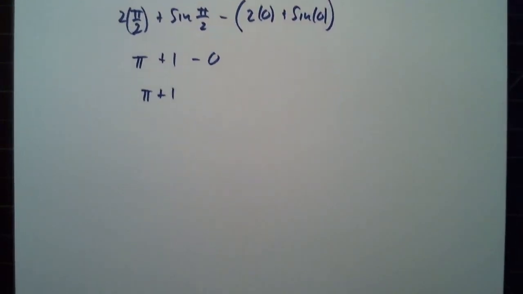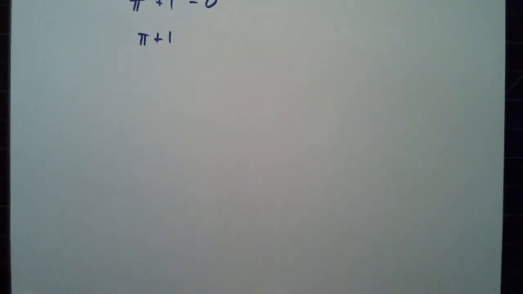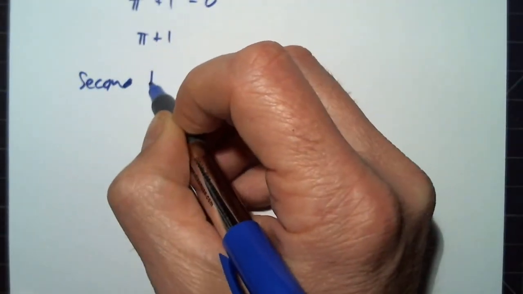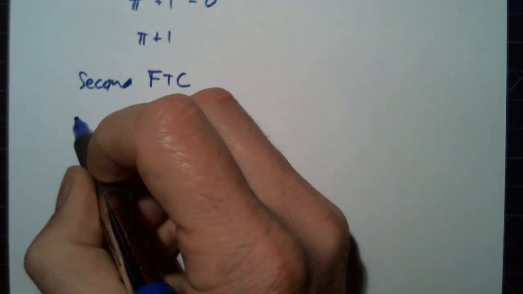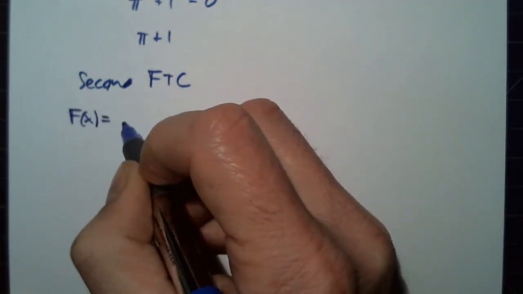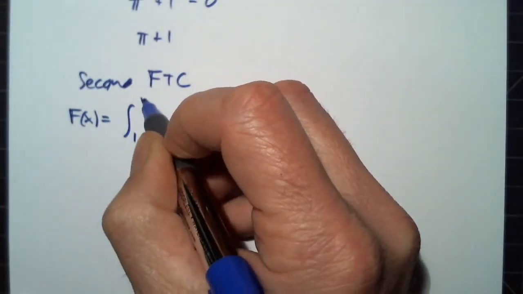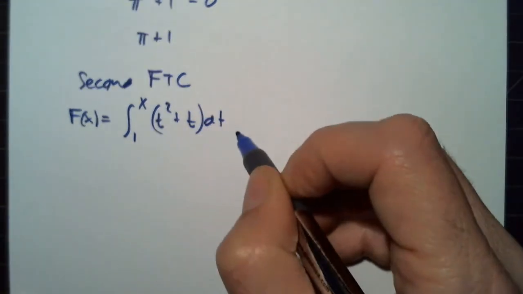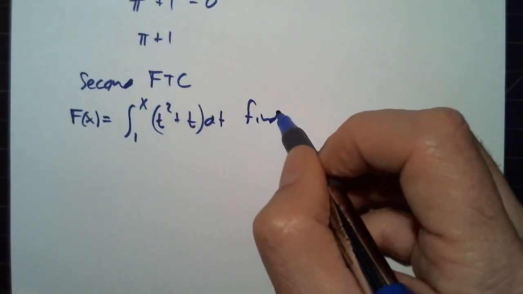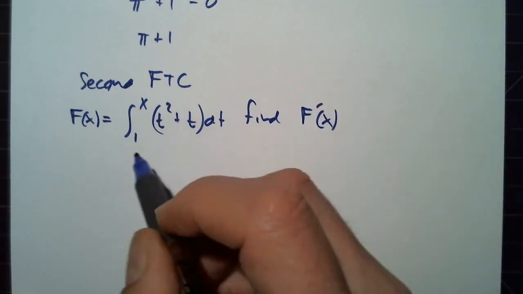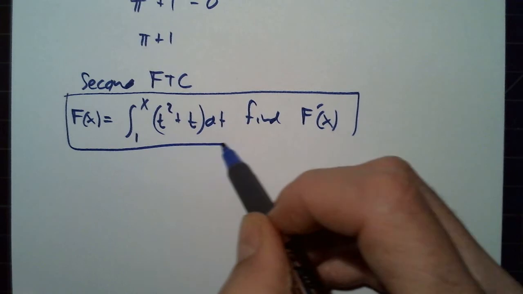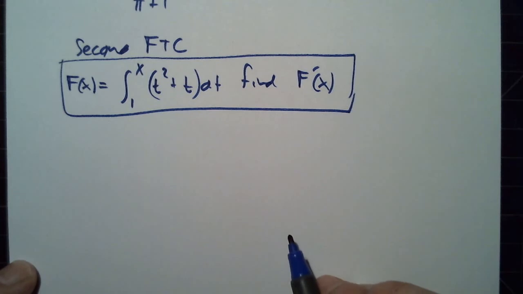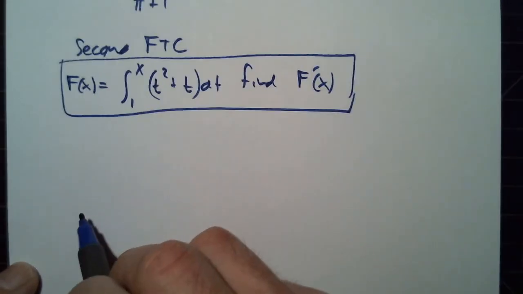Okay, almost done. Let's find, this is the second fundamental theorem of calculus. If f is the integral from 1 to x of t squared plus t dt, find f prime. And when we learned this the first time, we looked at 3 different ways of doing it. And let's just do the short way.